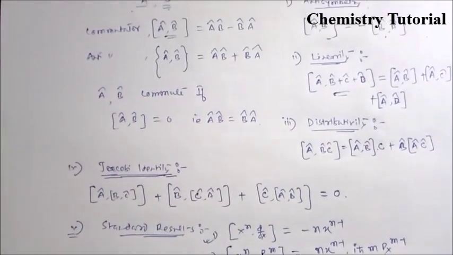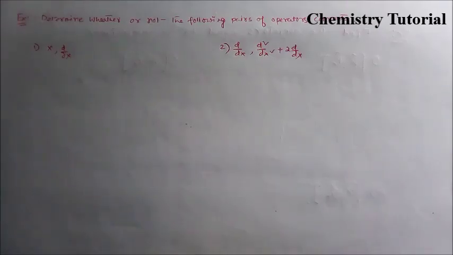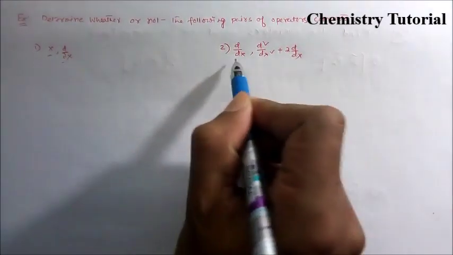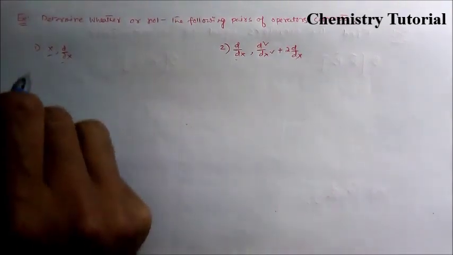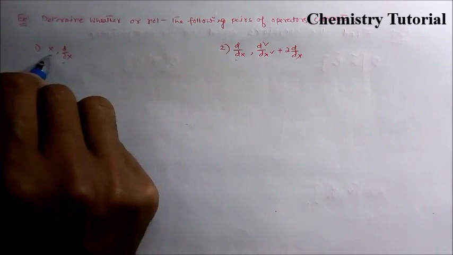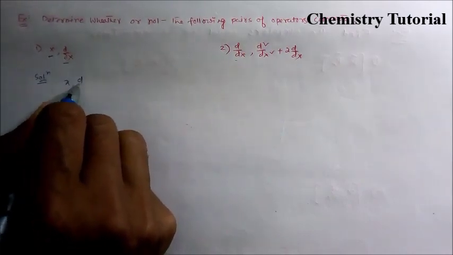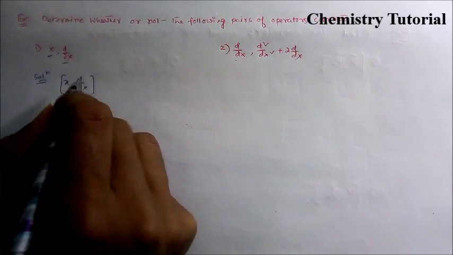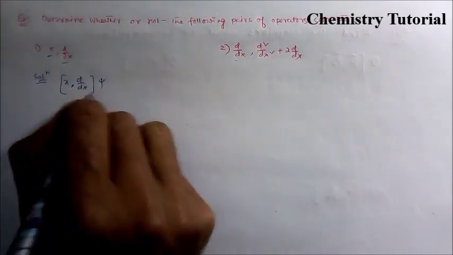Okay, now we'll solve some problems from commutator algebra. Here in this question, it is asked to find out whether these two pairs of operators commute or not. Let us take the first question. Two operators are given, one is x, another is d/dx. We first take the commutator of these two operators operating on an arbitrary function psi.